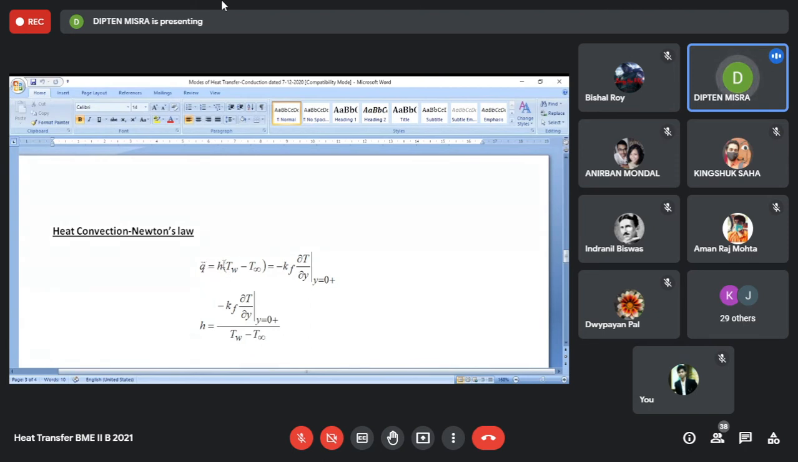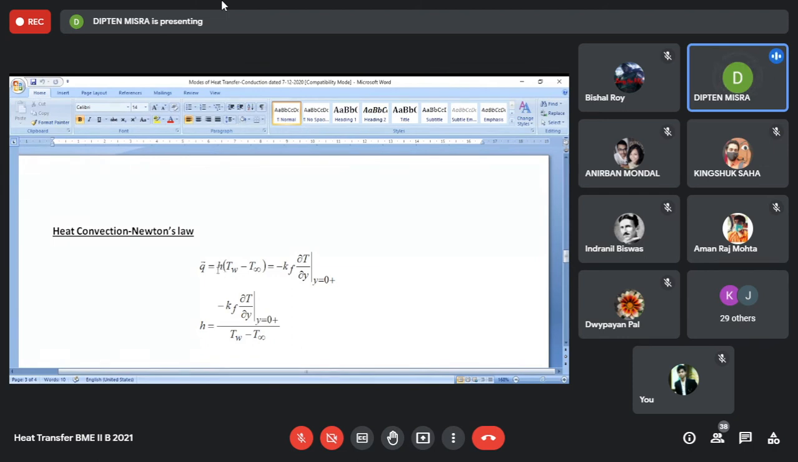Now the question is, it appears to be very simple compared to the situation of conduction, because the heat flux is given by a constant multiplied by the temperature difference. This is known. Now the question is, how do you know the value of this constant, the convection coefficient? That is the subject matter of study of the entire course on convection heat transfer.